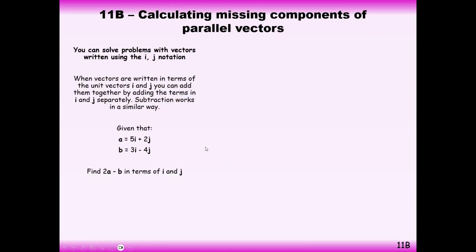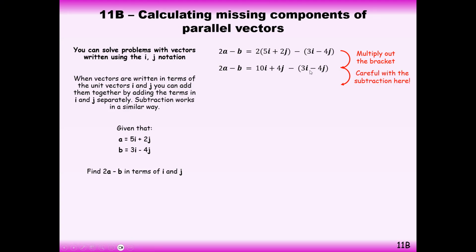In this example, we've been given that a is 5i plus 2j, b is 3i minus 4j. We are calculating what is 2a minus b. So all you have to do is multiply out 2 with the components of a and subtract the components of b from it. So that's going to be 10i minus 3i, which will be 7i, and 4j minus minus 4j will give us 8j.